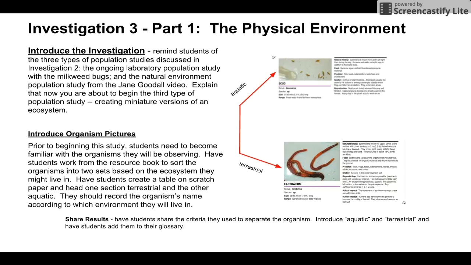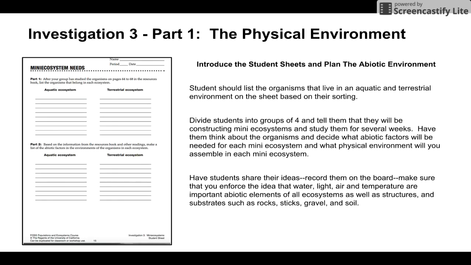Introduce the organism pictures, which you will find on pages 66 through 68, I believe. Prior to beginning the study, students need to become familiar with the organisms they will be observing. Have students work from the resource book to sort the organisms into 2 sets based on the ecosystem they might live in. Students then create a table and head one section terrestrial and the other aquatic. They should record the organism's name according to which environment it will live in.